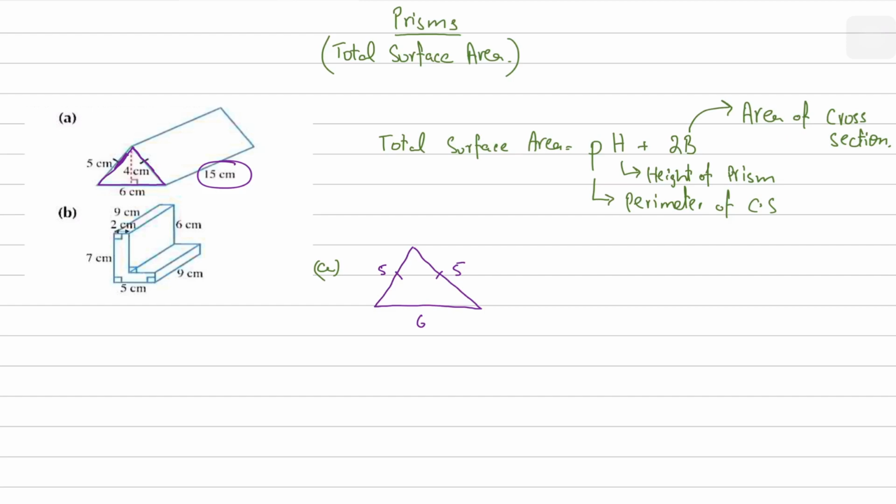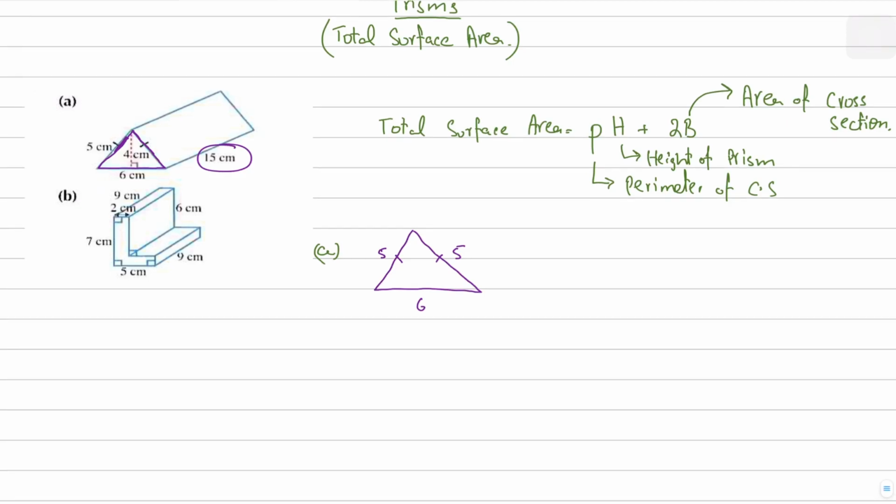Now we've figured out what the cross section is and what the height of the prism is, so it's time to apply the formula. The perimeter of the cross section is 5 plus 5 plus 6, and I multiply it by the height of the prism, which is 15. That's P times H, done, plus twice the area of base. By area of base I mean the area of the cross section.